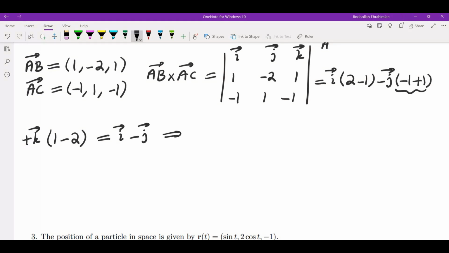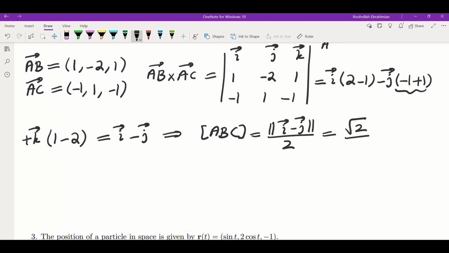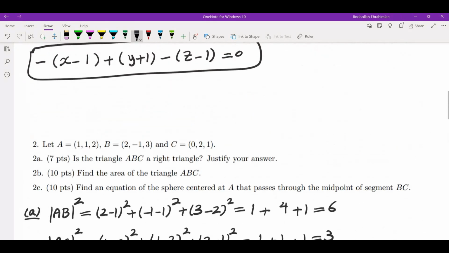So that means the area of ABC is the magnitude of this vector, i minus j, divided by 2. The magnitude of this is root 2, so we have to divide that by 2. So this would be the answer to this problem.